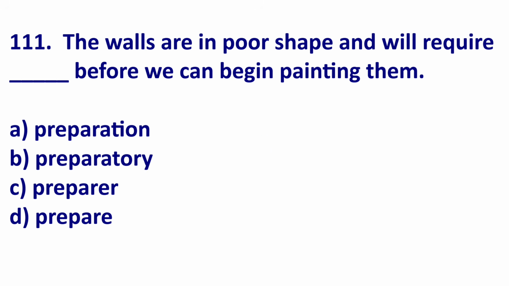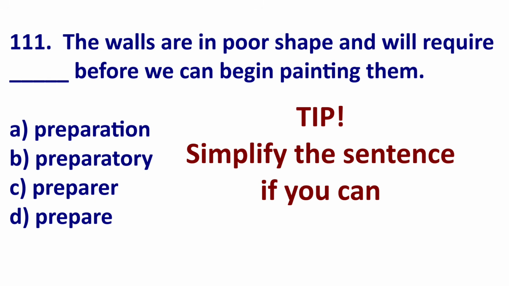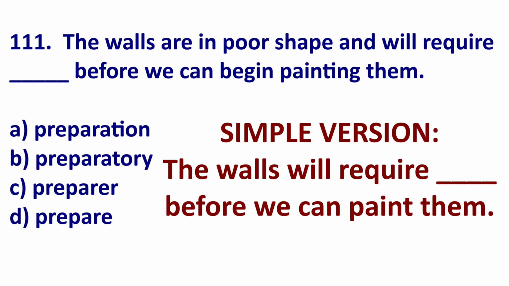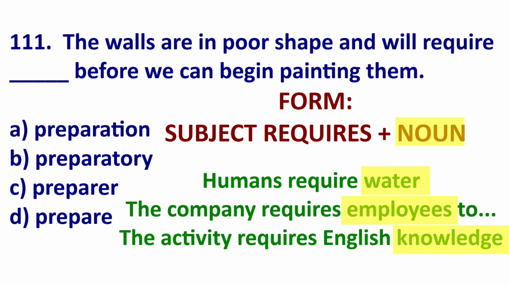Let's simplify. It says the walls are in poor shape and will require. Let's just say the walls will require blank before we can paint them. After require, we need an object. Subject requires noun. For example, humans require water. The company requires employees to wear a uniform. The activity requires English knowledge.